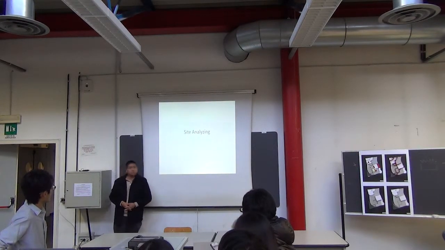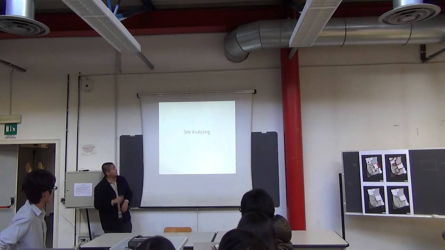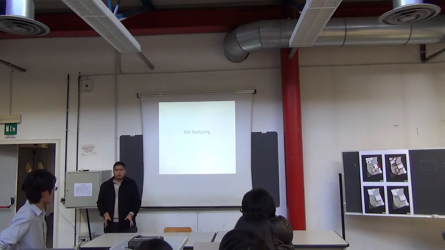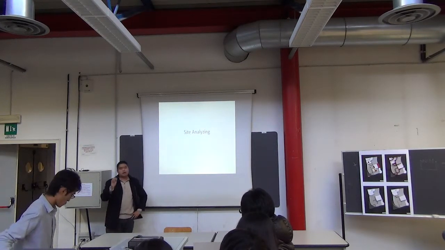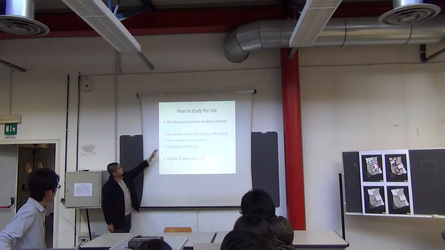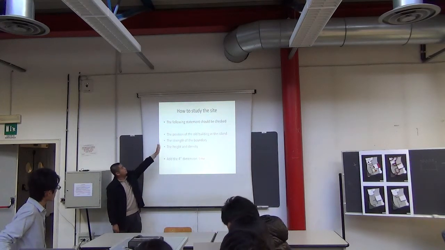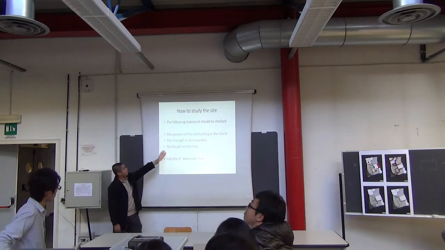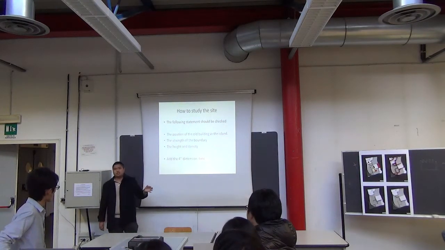And now this part 2, we should analyze the site. Because we have already discussed the importance of the main road, that's why we can choose the main road as the boundary of an island. But it's not enough. Because in one island, of course, the position of the old buildings, the boundary strength, and the height and density are features of the island.